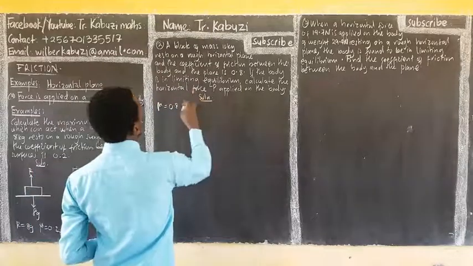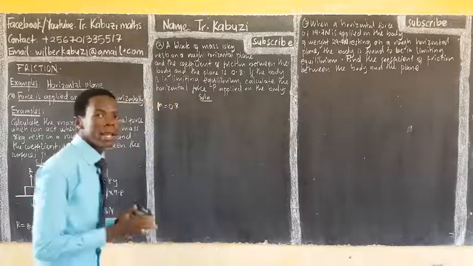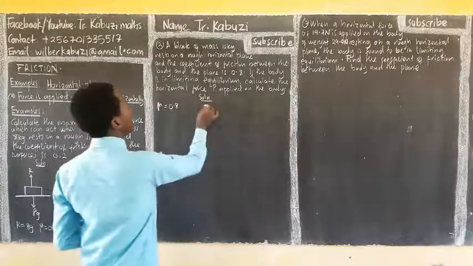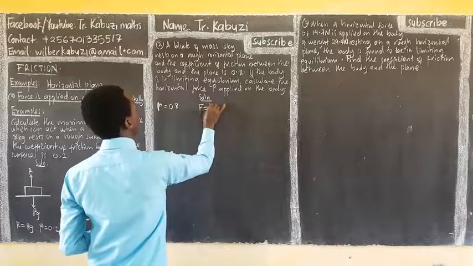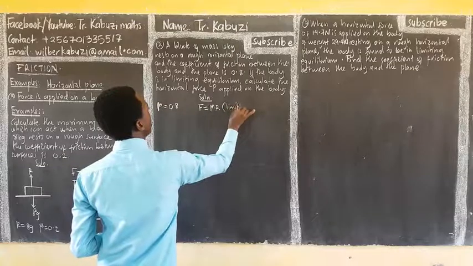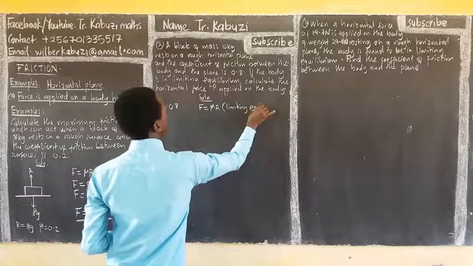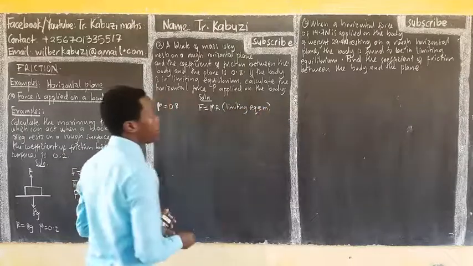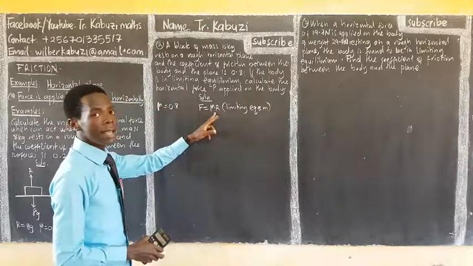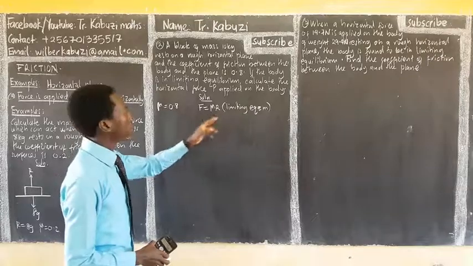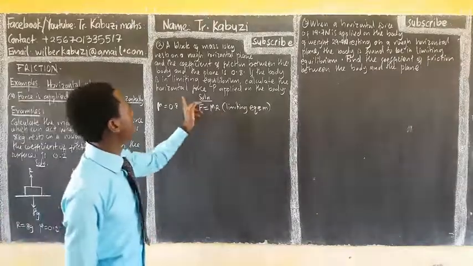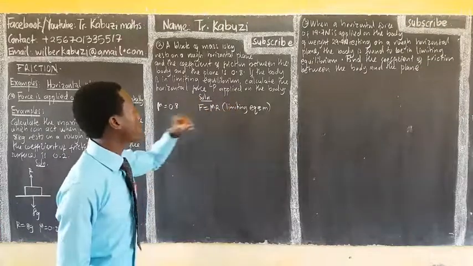Okay. If the body is in limiting equilibrium, always our frictional force F will be mu R, because we are in limiting equilibrium. Whenever we are in limiting equilibrium, friction has reached its maximum, and its maximum is this, but the body is about to move. So that's the case there. If the body is in limiting equilibrium, calculate the horizontal force P applied on the body.